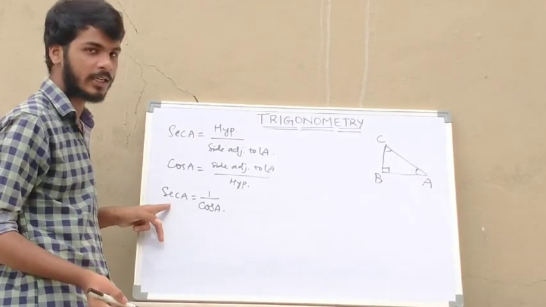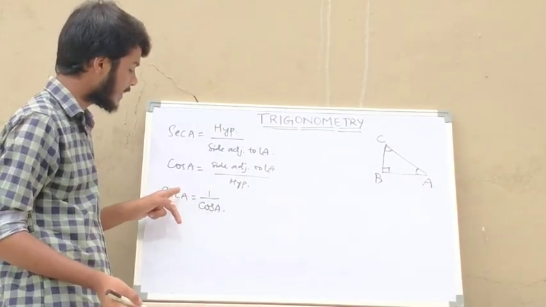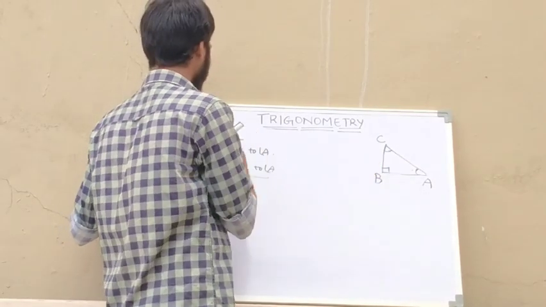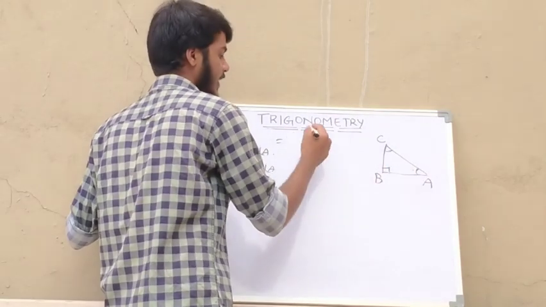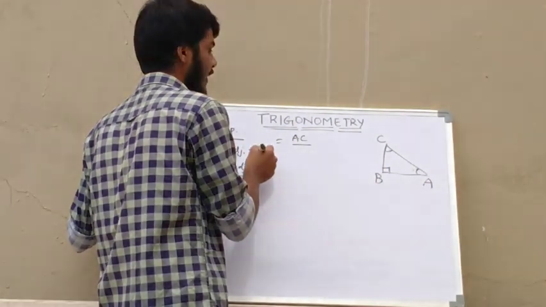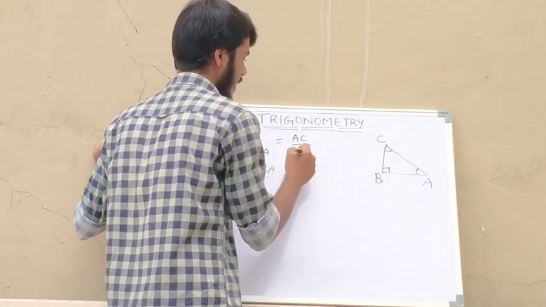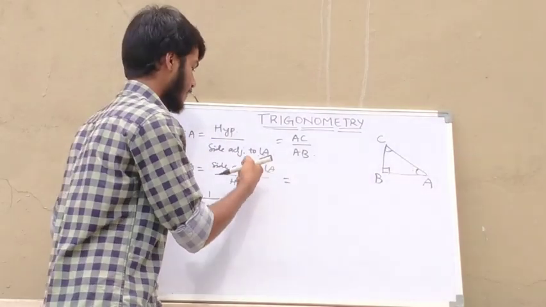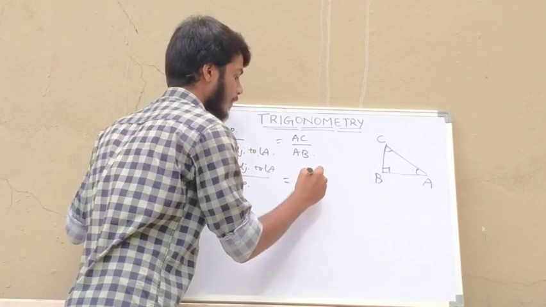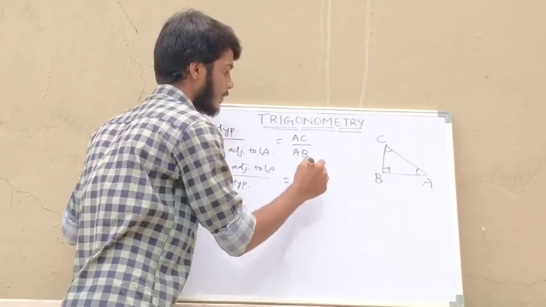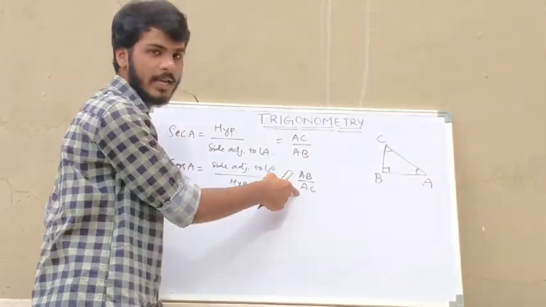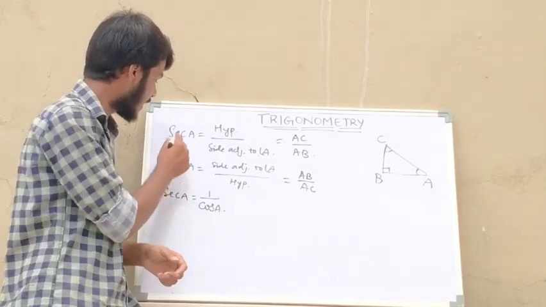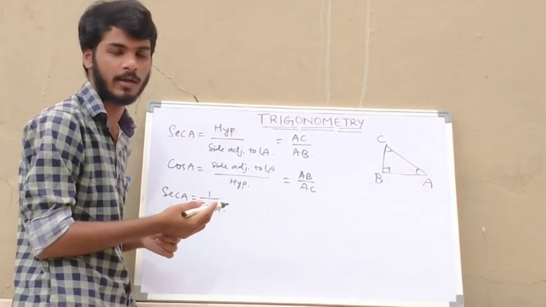So secant A in terms of cos A can be written as secant A equal to 1 by cos A. Try to find out from the triangle: secant A equals hypotenuse, which is AC, by the side adjacent to angle A, which is AB. When it comes to cos A, it is the side adjacent to angle A, AB, by hypotenuse, AC. So it is AC by AB here, and AB by AC there. Completely it is reciprocal. Hence we can say that secant A and cos A both are reciprocal to each other.